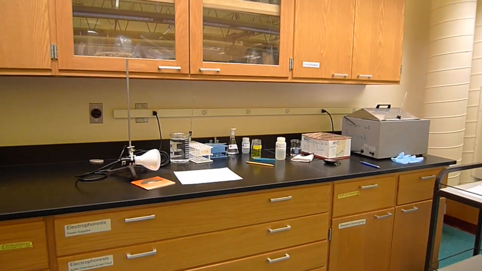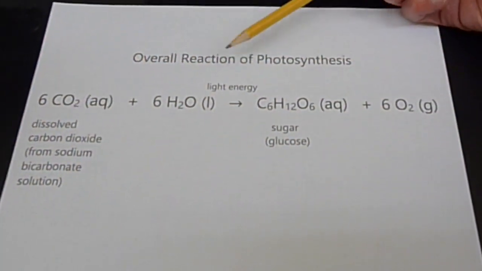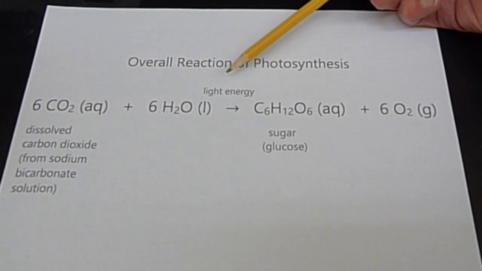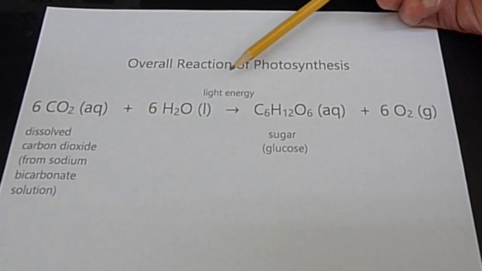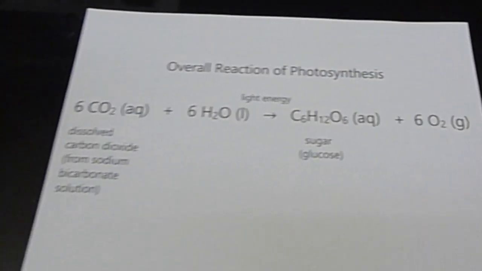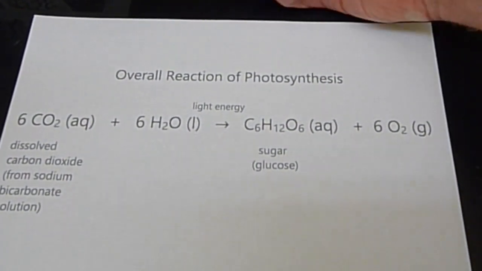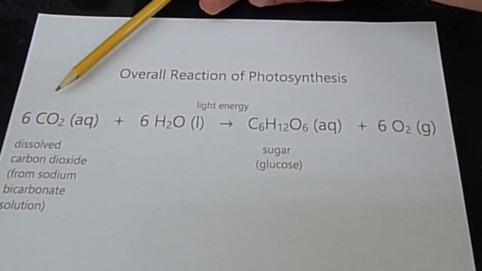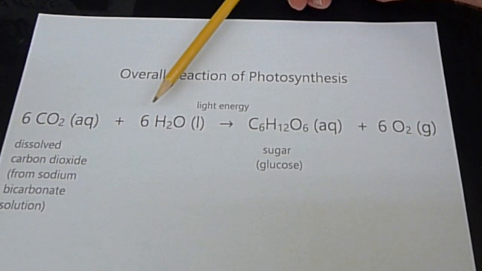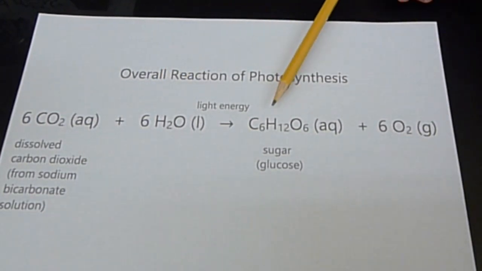So let me give you the overall reaction to get oriented, and I'll show you what we're doing for our experimental setup. It depends on light energy. If it's outside, obviously it's going to be light energy from the sun, or artificial light can be used too. Here today we're going to be using artificial light. We've got a lamp here we're going to be using. But it's going to take carbon dioxide from the air, or in the case of today, from water. But it combines it with water, and then it creates or synthesizes some sort of a sugar or a carbohydrate here. This is the end product of photosynthesis.